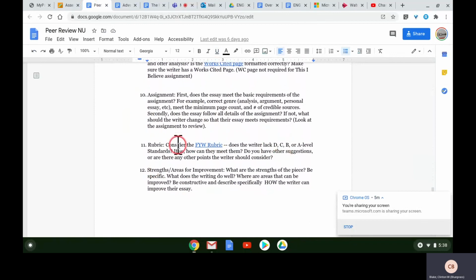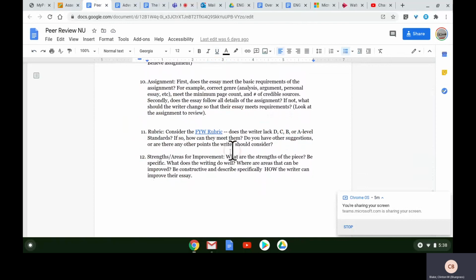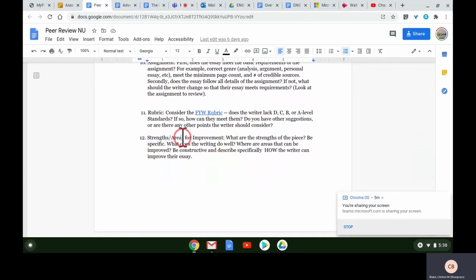And then when it goes to question 11, it actually has you look at the rubric and see if there's any basic D level, C level, or B level standards that are missing, so you can help the writer make sure and add those. This last question is important. It's kind of a summary. What are the strengths? So what strengths do you see in this writer's essay? And then what areas do you see for improvement? And so that's an important piece.